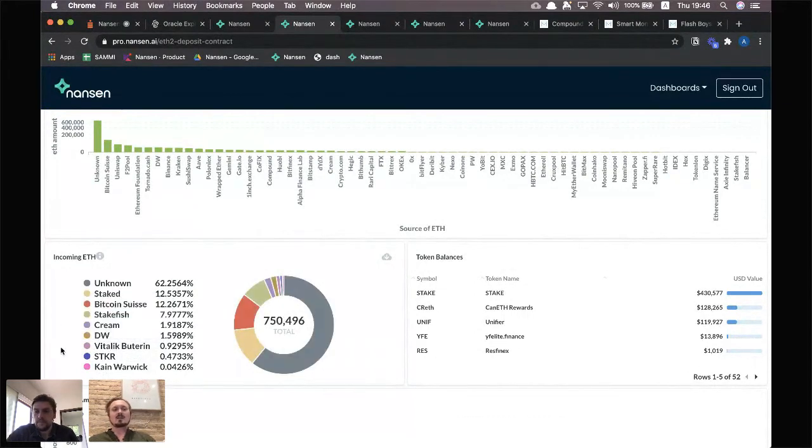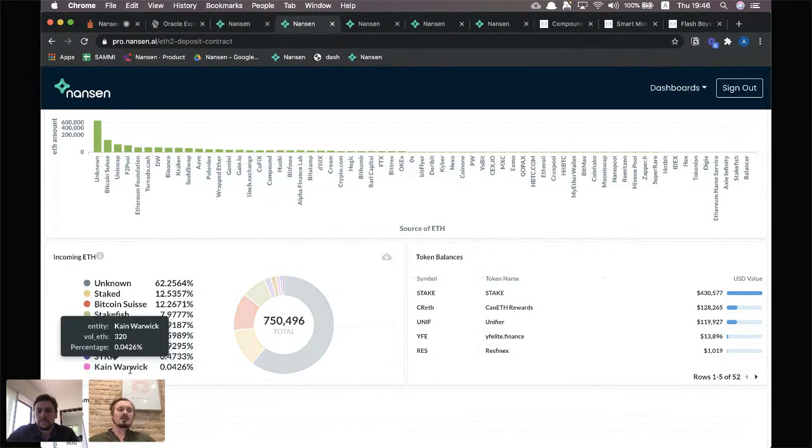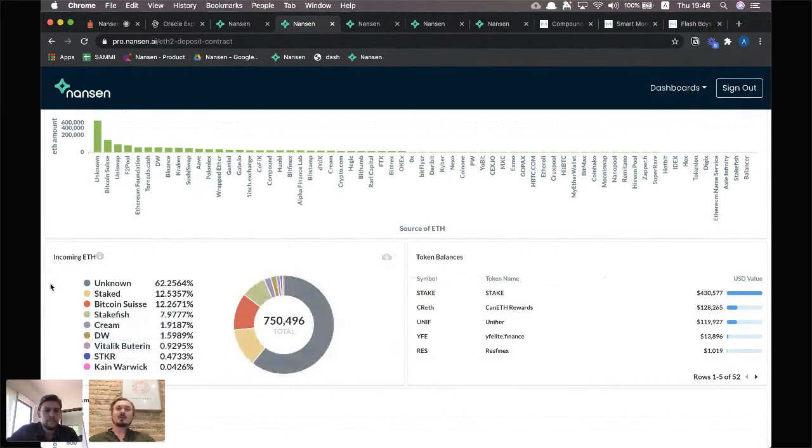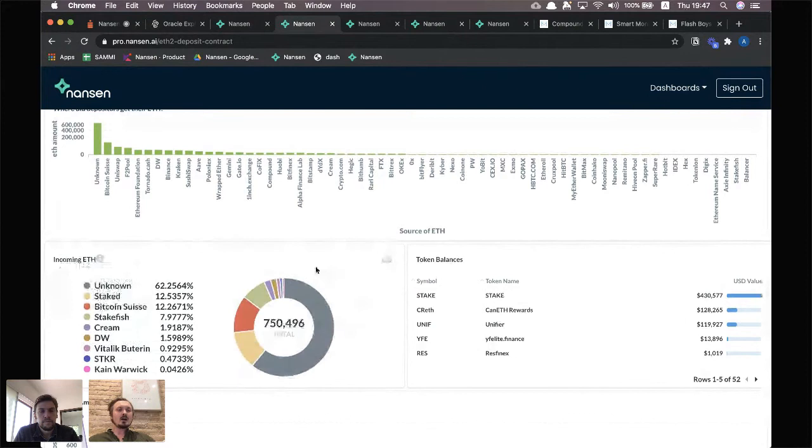We don't normally track individuals in Nansen, but there are some cases where, for example, Kain from Synthetix will have published his address as a protocol politician or something like that for Compound, and in those cases we'll tag them and you'll see them in the platform. But mostly we care about projects and corporations, project entities, broadly speaking. So that's what we've got labels on. So you can see who's deposited directly into the contract.